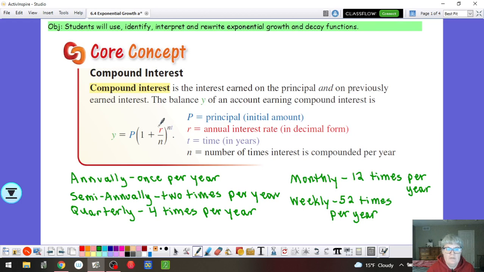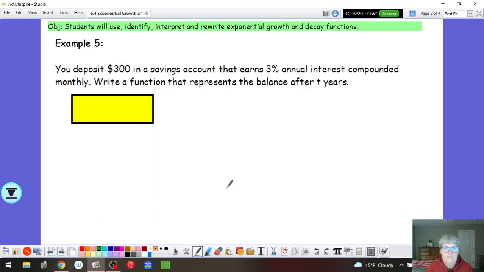So when you're having to determine what N is going to be, you're going to want to think of how often these items happen during a year. In our first example, we are going to be depositing $300 in a savings account that earns 3% annual interest, compounded monthly. Write a function that represents the balance after T years.